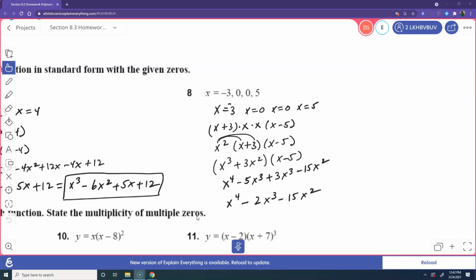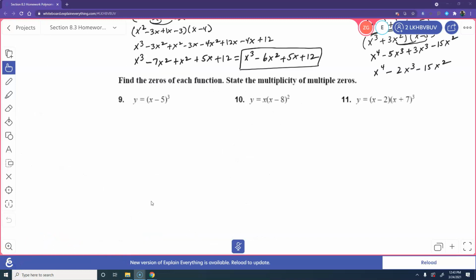So let's kind of review what we did. So we have x equals negative 3, so it's x plus 3. X equals 0, x equals 0, and then we have x equals 5, which is x minus 5. X times x gives you x squared. X squared times x gives you x cubed. X squared times 3 gives you 3x squared, times x minus 5. X cubed times x gives you x to the 4th. X cubed times negative 5 gives you negative 5x cubed. 3x squared times x gives you 3x cubed. And then 3x squared times negative 5 gives you negative 15x squared. So you're left with x to the 4th minus 2x cubed minus 15x squared.